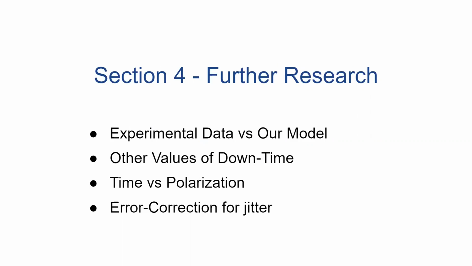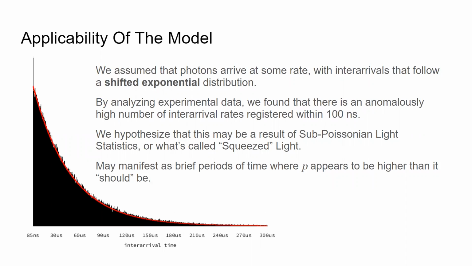Okay, so now let's try to quickly go over this further research. So, applicability of the model. Just as before, we were always assuming that the photons arrive at the detector with exponentially distributed inter-arrival times. And also because of the downtime, it's not just exponential, but a shifted exponential distribution. I mentioned earlier that we have a team from UCLA who was collaborating with us, and they have some experimental data that they were kind enough to share with us.